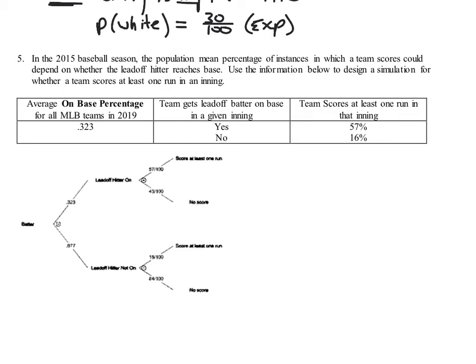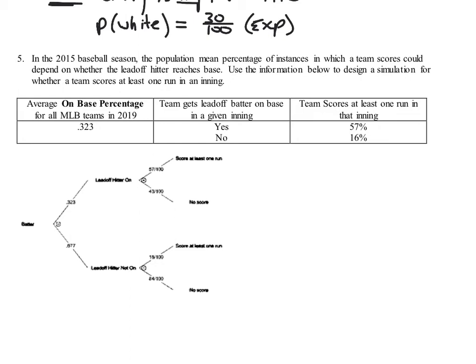The team gets a leadoff batter on base in a given inning. Our possibilities are yes or no. So that .323 on base percentage is a probability. So the yes is .323. The no is the other .677. All right, I know it's hard to see, but it's in there.